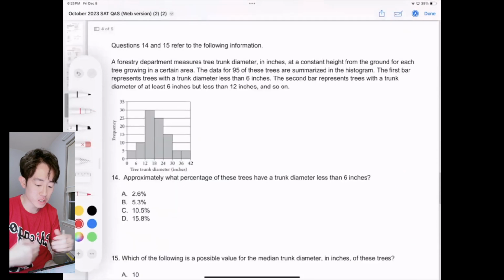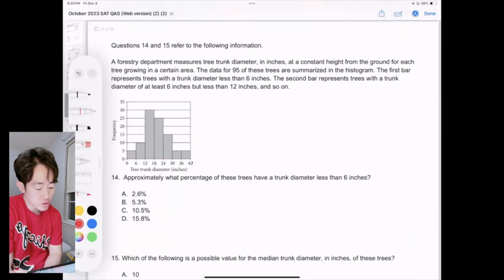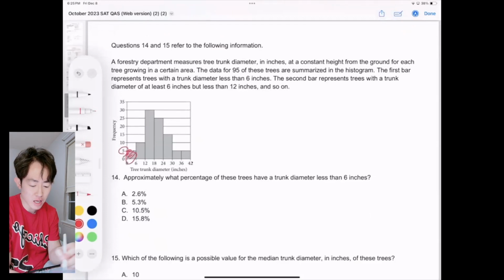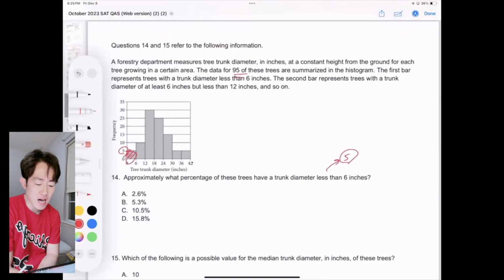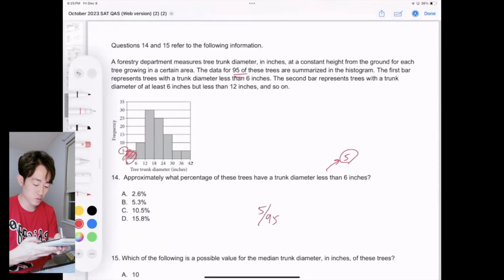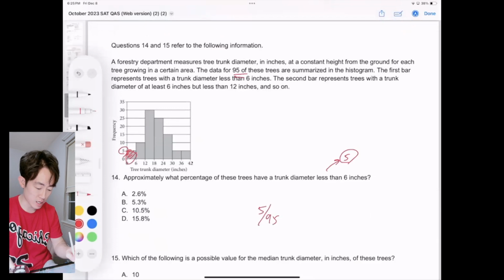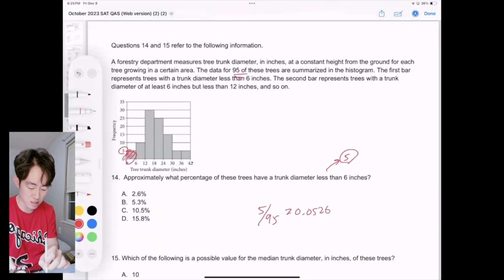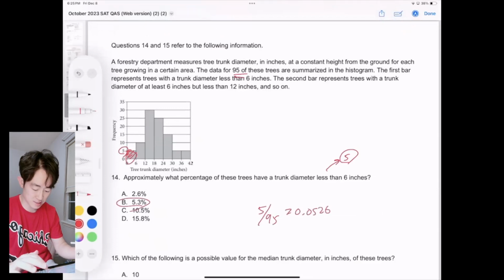Next, number 14. Approximately what percentage of these trees have a trunk diameter less than 6? So we're talking about these guys. Seems like the frequency chart tells me that there are 5 of them. So it's 5 out of 95, which is the total amount of trees there are. So what's 5 out of 95 here? Just using one of the calculators here. Yeah, so I get 0.0526. That should be B for this.